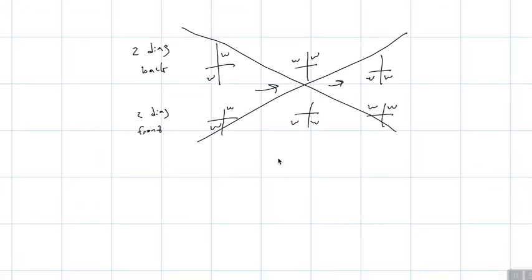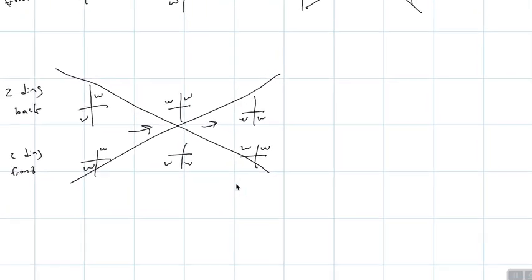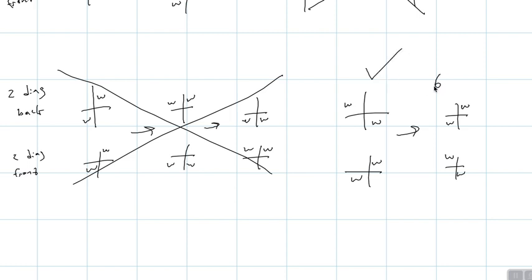And the next one for 2 diagonals in the back would be like this. And rotate this 90 degrees, it would look like this. We've never seen this configuration, so that would work, and that's number 6.